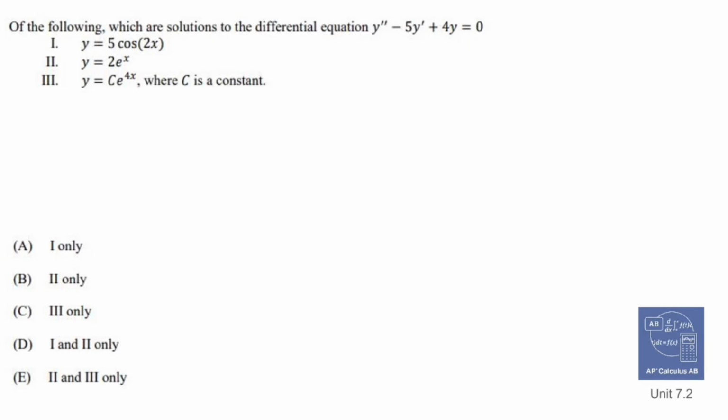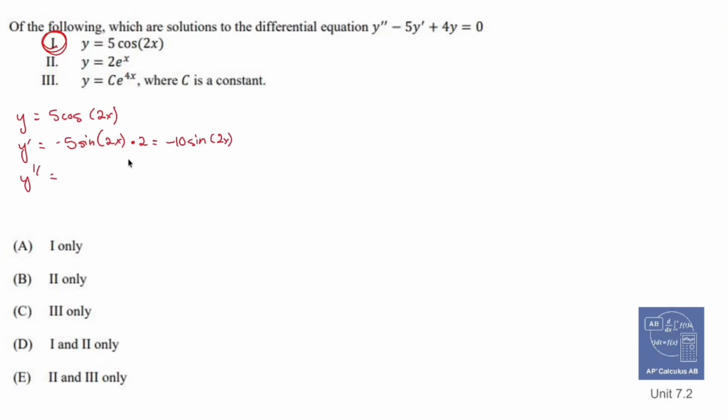Of the following, which are solutions to the differential equation y double prime minus 5y prime plus 4y equals 0? All right, so let's do this one in red. We have y equals 5 cos 2x. Now let's find y prime. The derivative of 5 cos 2x is going to involve chain rule, so 5 is just there. Take the derivative of the outside, which is cosine, so negative sine. Keep the inside, but then multiply everything by the derivative of the inside. So you become negative 10 sine 2x.